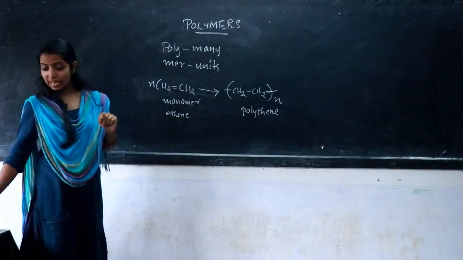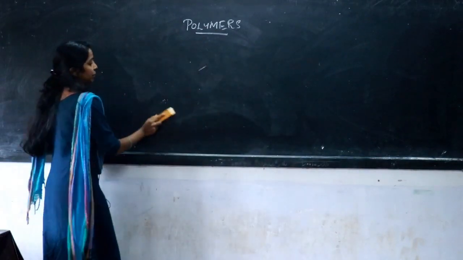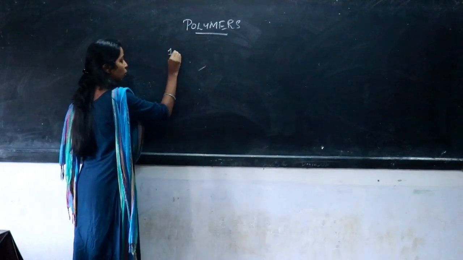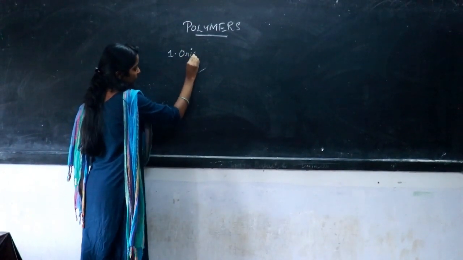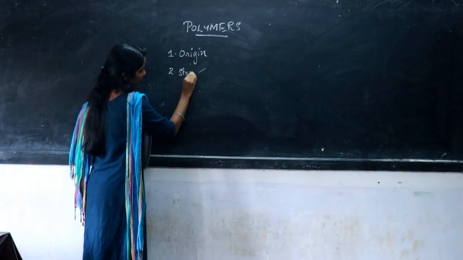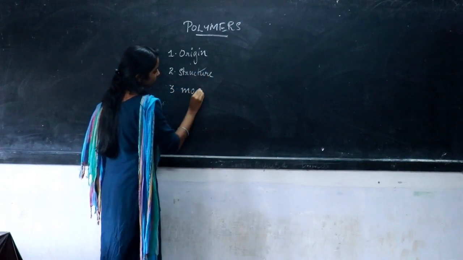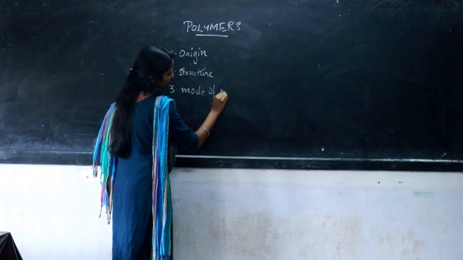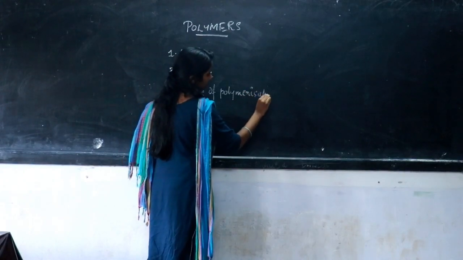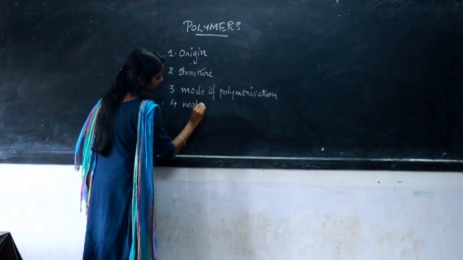Now moving on to the classification of polymers. Classification of polymers is based on four types. First one is based on origin. Second one is based on structure. Third one is based on mode of polymerization. And fourth one is based on molecular forces.